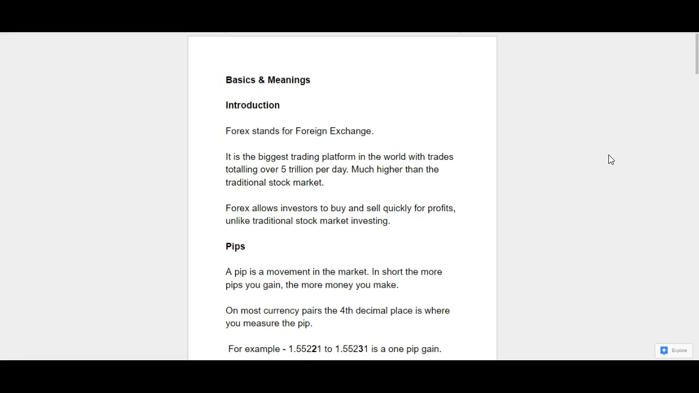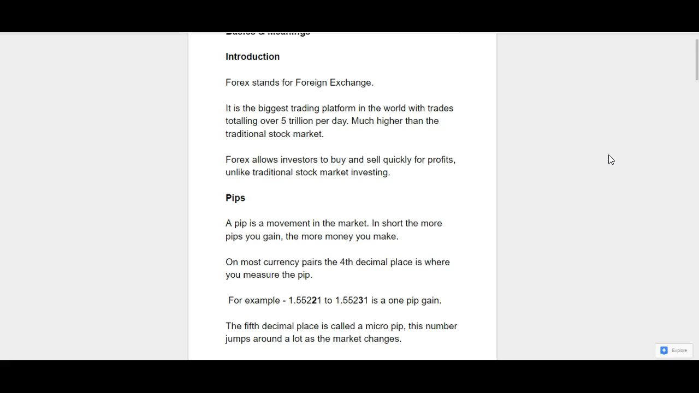So let's start with some of the basics, and I'm going to just start with a very brief introduction. First of all, Forex actually stands for foreign exchange. So it's the biggest trading platform in the world, with trades totaling over 5 trillion per day, which is much higher than the traditional stock market. Forex allows investors to buy and sell quickly for profit, unlike traditional stock market investing, where often those are long-term investments and there's quite a lot of patience required.